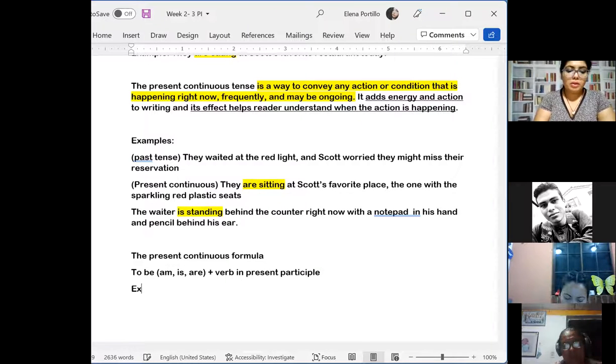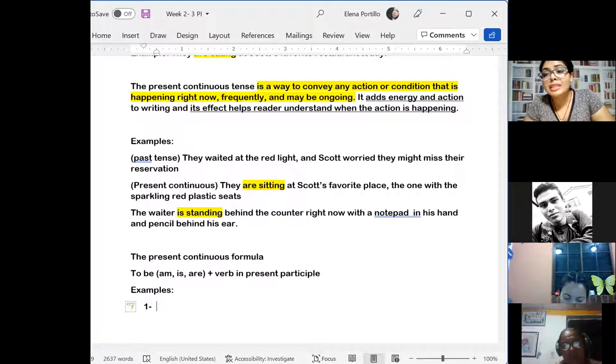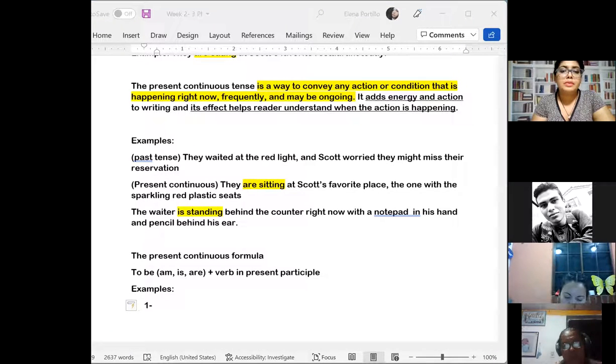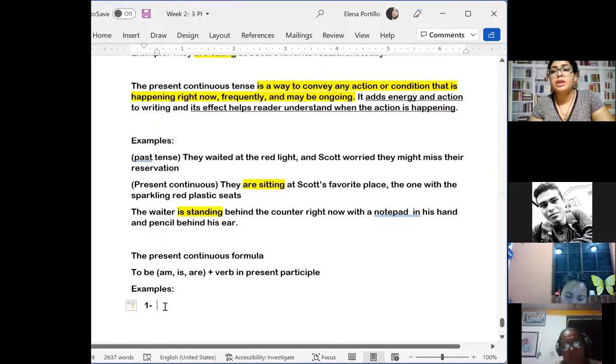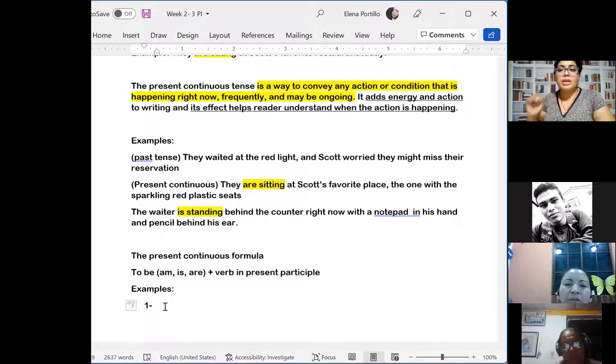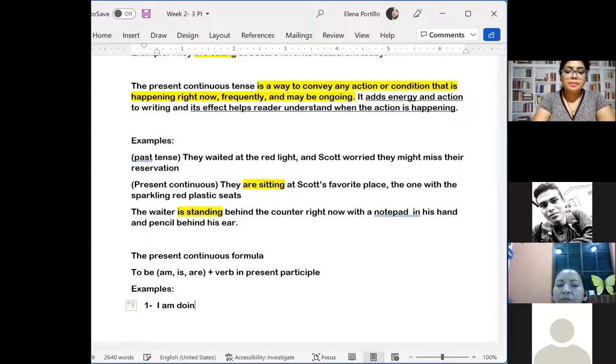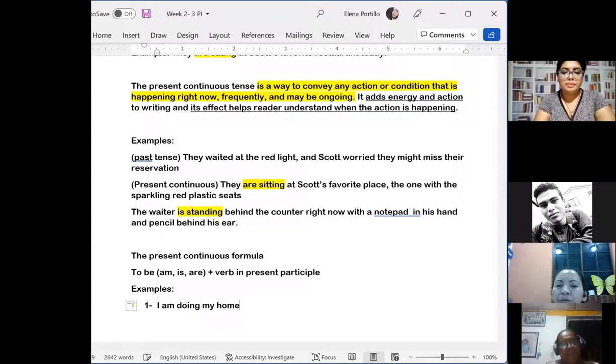So we have some examples. We are going to create some examples. So for the first one, we have the verb to be. Obviously, we need to have the subject. So we are going to do it with the specific formula for this verb to be. We are going to do it with all of the pronouns. So we are going to begin with I. I am, and we are going to use verbs with ing ending. I am doing my homework.